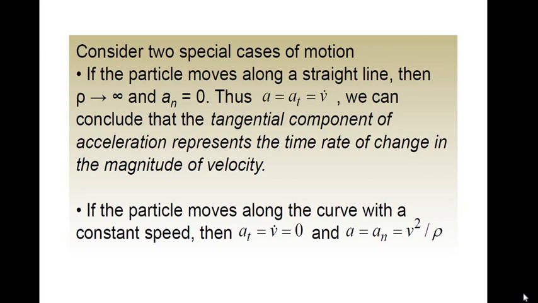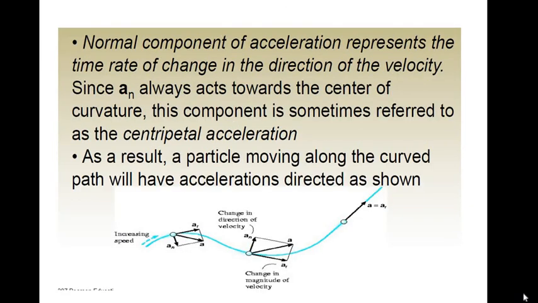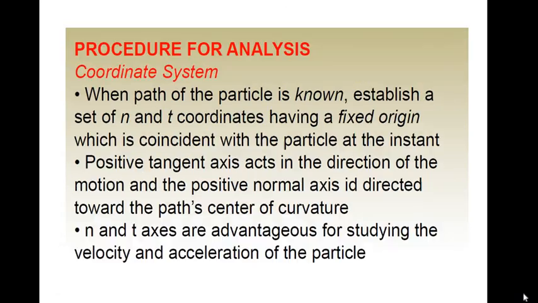If the particle moves along a curve with a constant speed, then at is equal to v dot is equal to 0 and a is equal to an is equal to v square upon rho. The normal component of acceleration represents the time rate of change in the direction of the velocity. Since an always acts toward the center of curvature, this component is sometimes referred to as the centripetal acceleration. As a result, a particle moving along a curved path will have an acceleration directed as shown in the figure.